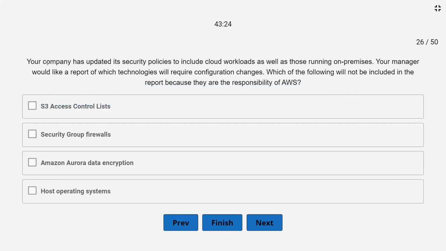Your company has updated its security policies to include cloud workloads as well as those running on premises. Your manager would like a report of which technologies will require configuration changes. Which of the following will not be included in the report because they are the responsibility of AWS? A simple question. So this one they are looking at customer responsibility.